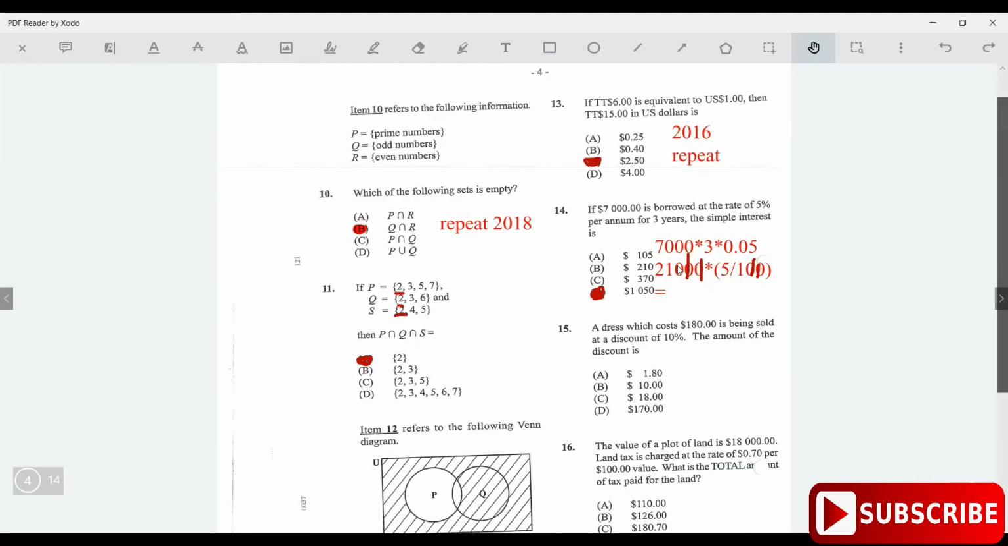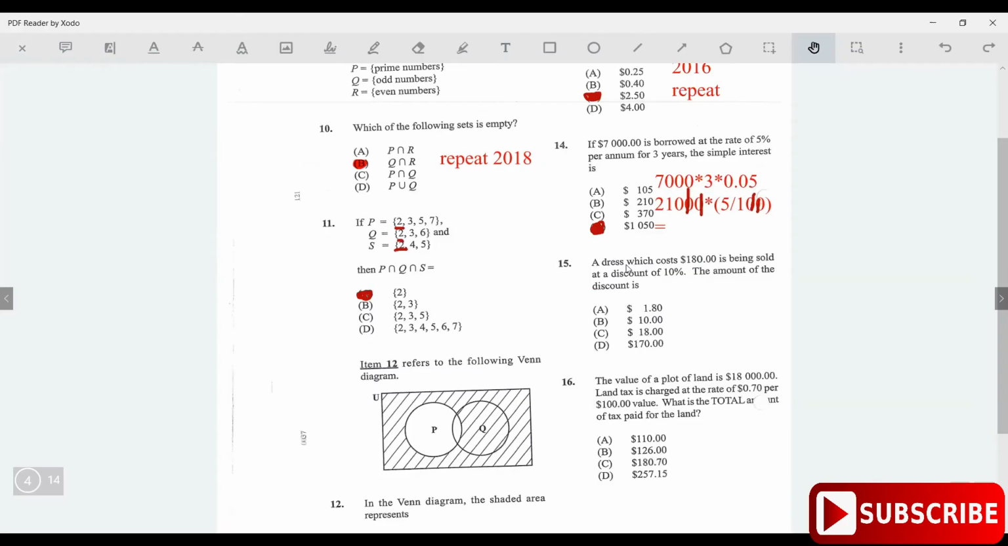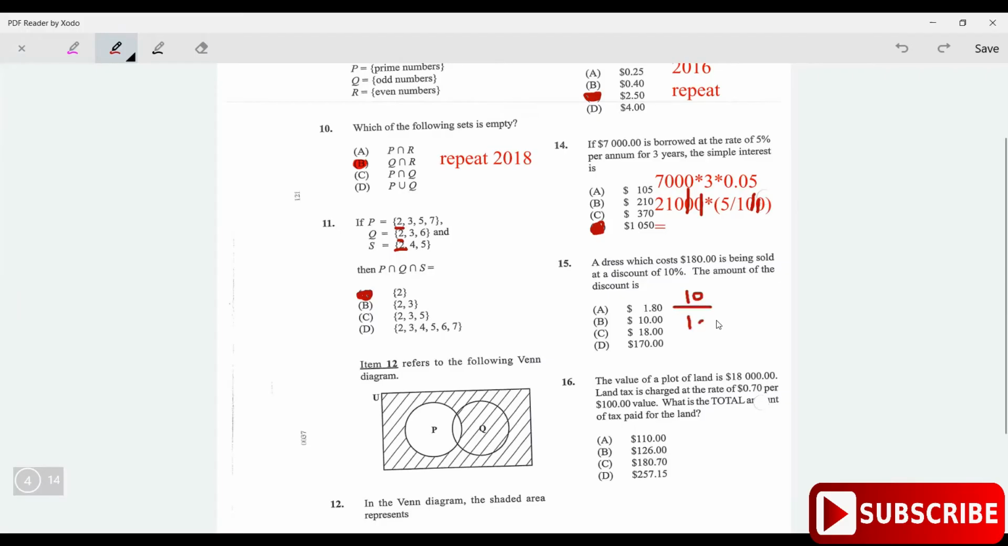Question 15. A dress which costs 180 is being sold at 10% discount. What is the discount? The discount is 10% of 180. 10% of 180 is just 10 over 100 times 180. Easy question. 10 over 100 times 180, that is $18. Easy. Soft.